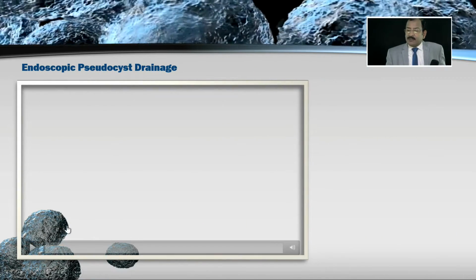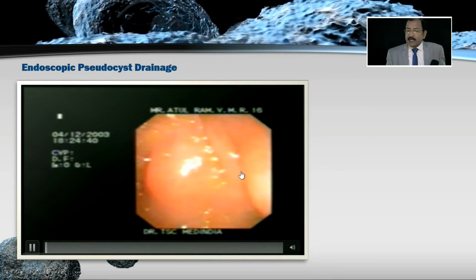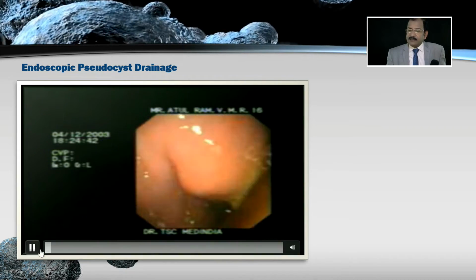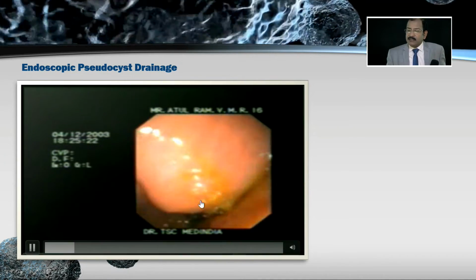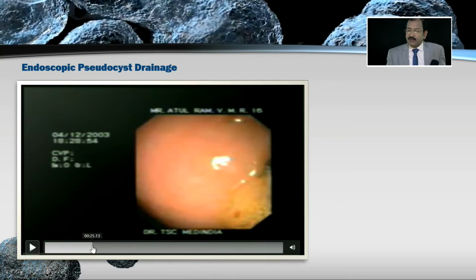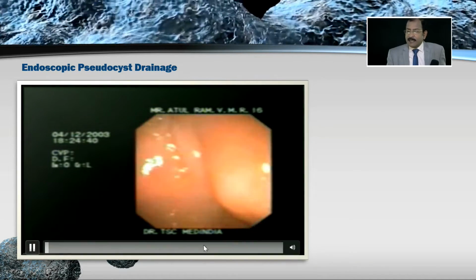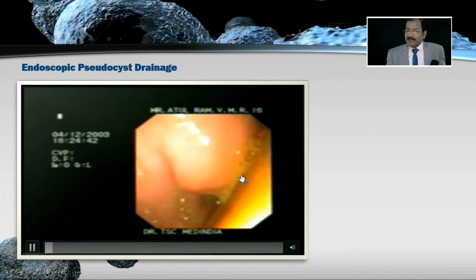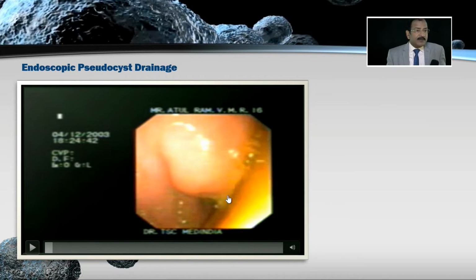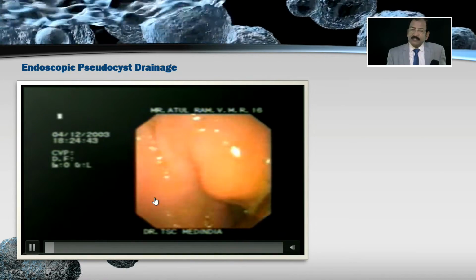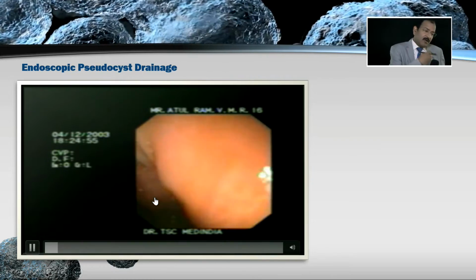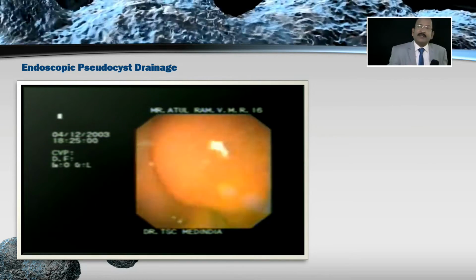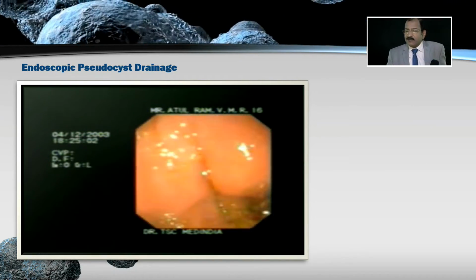Again, endoscopic pseudocyst drainage. This patient has a pancreatic pseudocyst. What you can do, you can inject the vasopressin, and after this is the gastric lake. The gastric lake is very useful. By seeing the gastric lake, you can orient yourself, because the patient is in the left lateral position, so all the fluid gets collected at the greater curvature, and the gastric lake will be identified.